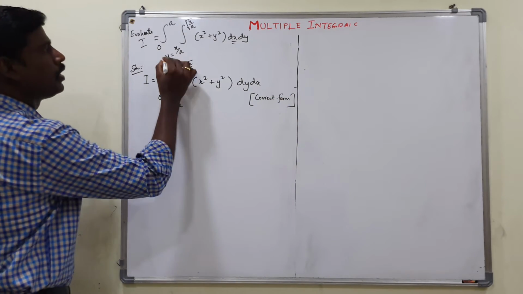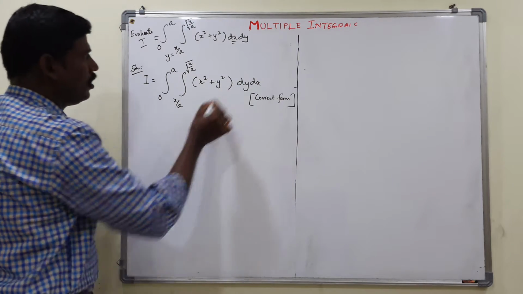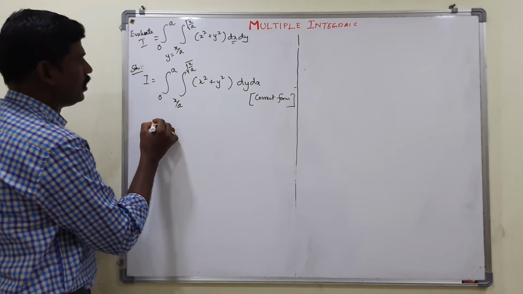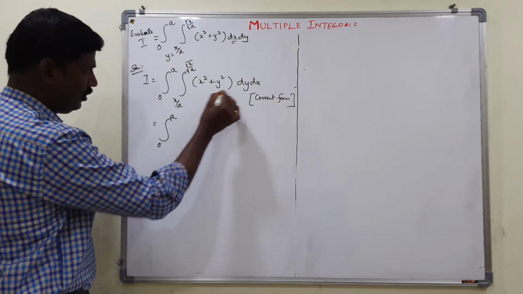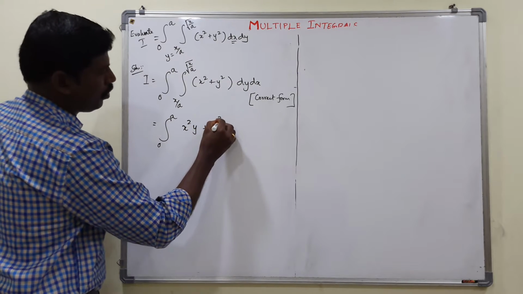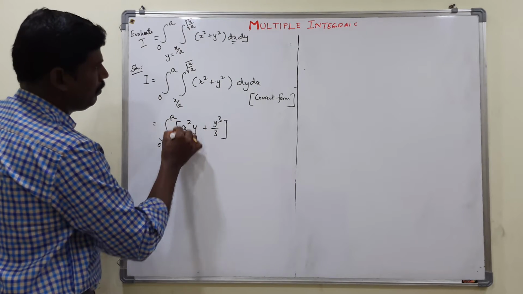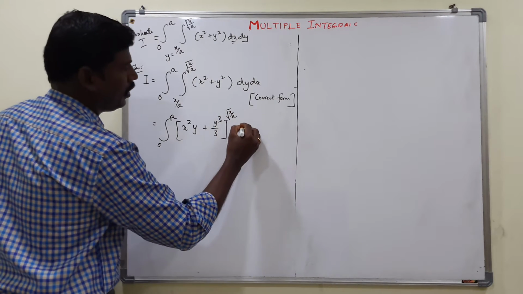Okay, why? Because this is the limit of y, so integration with respect to y comes first. So integrate with respect to y at the first level now. That's all. Now it is in the correct form. Now directly integrate it with respect to y. So this becomes x square y plus y cube by 3, with the limit from x by a to root of x by a, into dx.